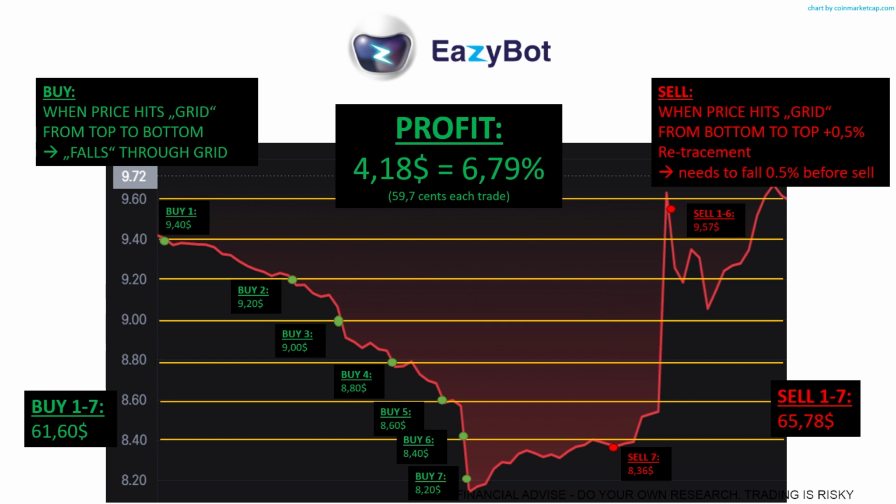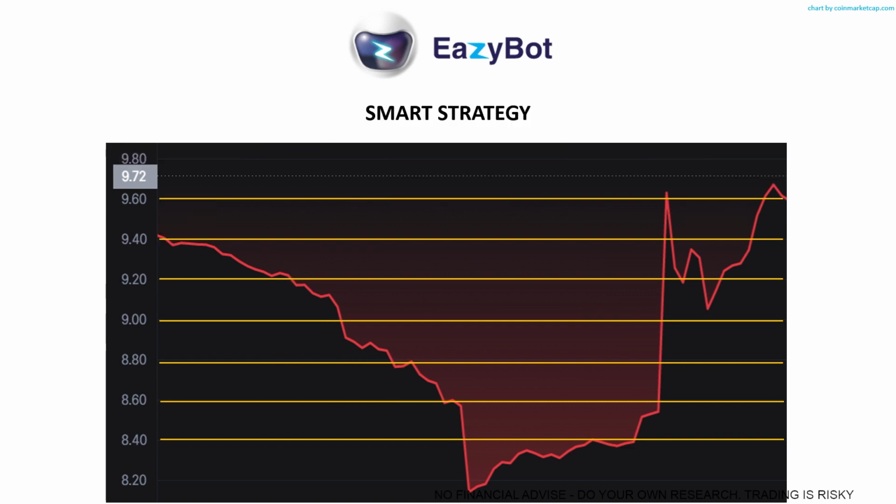The good thing about it is that Eazybot not only uses profit retracement on sell orders, it also uses the same strategy on buy orders, so we make even more profit. I'll show you right now. So in our Eazybot smart strategy, we also only have buy orders when we go through a certain price target and then go back up.